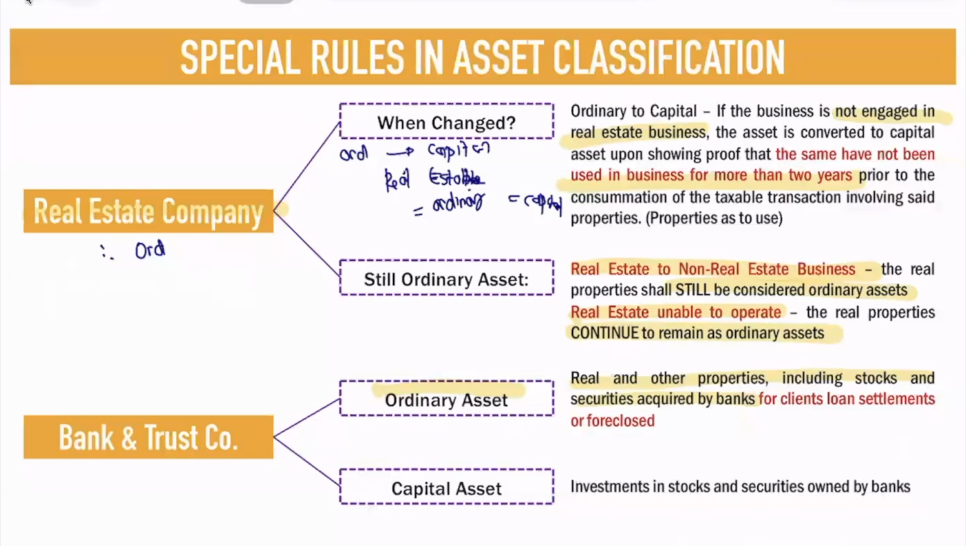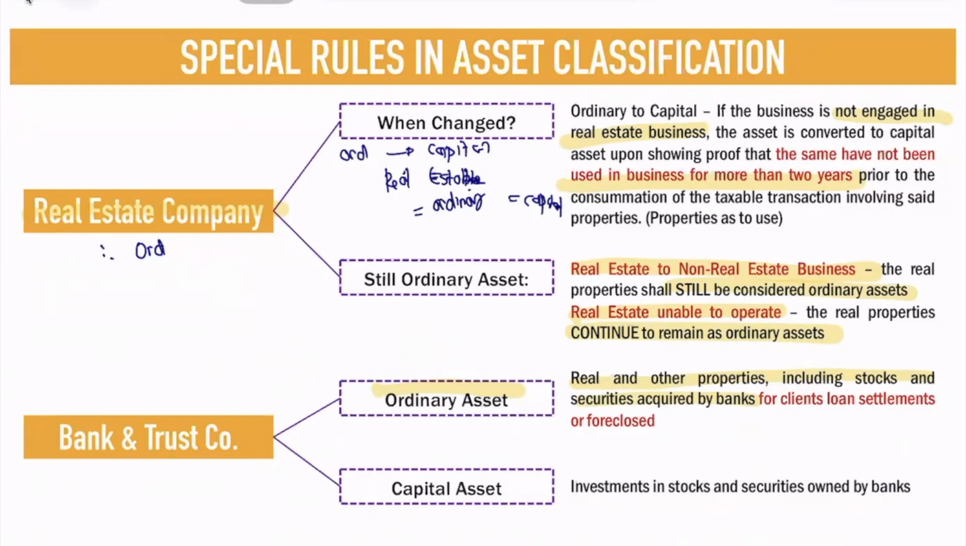Nagpautang ang bangko, nagbigay ka or nag-execute ka ng real estate mortgage or ng chattel mortgage. Now, let's say na hindi mo nabayaran yung utang mo. So, ang ginawa ng bangko, finorclose niya yung real property. So, at the time of foreclosure of the real property, how will we classify the real property? Ordinary or capital? We classify it as an ordinary. Why? Because it came from the ordinary course of the business.